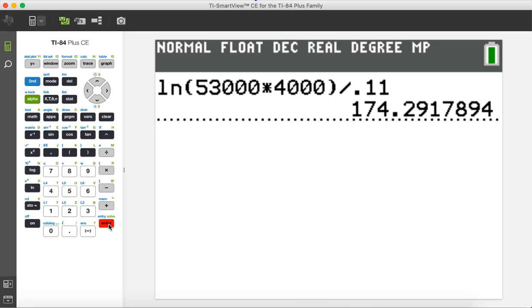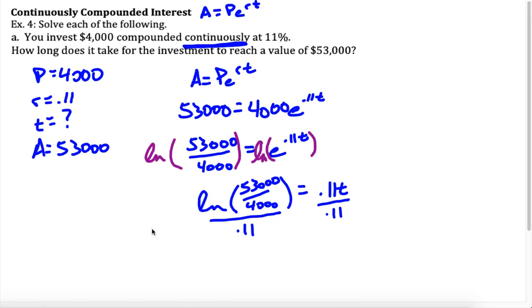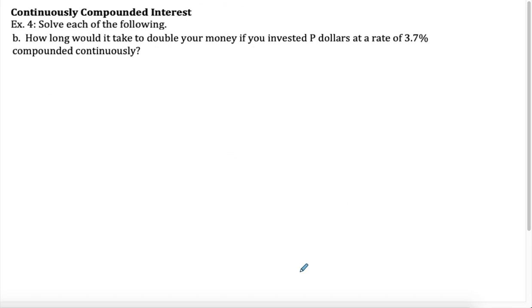Okay, so that tells me it's going to take 174.292 years. Okay, so my answer is 174.292. All right, let's take a look at another example.